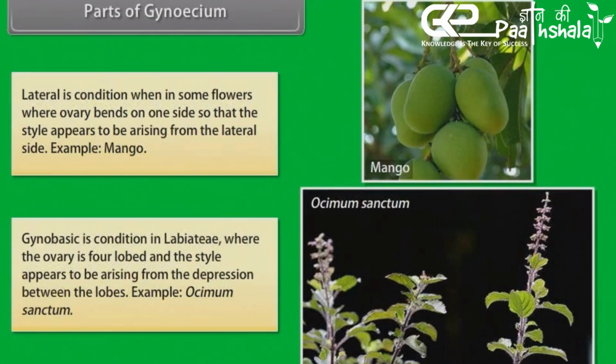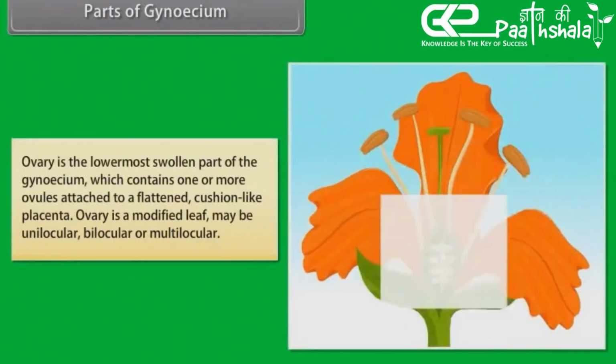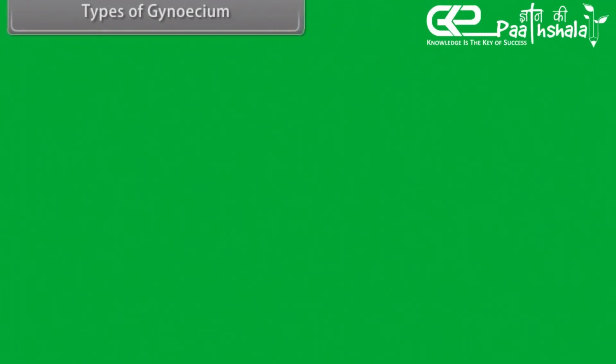Example: Ocimum sanctum. Ovary is the lowermost swollen part of the gynoecium, which contains one or more ovules attached to a flattened, cushion-like placenta. Ovary is a modified leaf, may be unilocular, bilocular, or multilocular. Types of gynoecium.